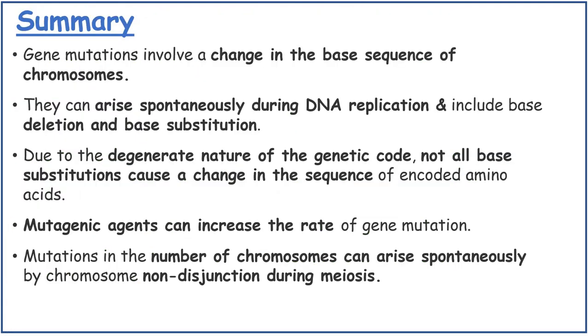A summary: gene mutations involve a change in the base sequence of chromosomes. They can arise spontaneously during DNA replication and include base deletion and base substitution. Due to the degenerate nature of the genetic code, not all base substitutions cause a change in the sequence of encoded amino acids. Mutagenic agents can increase the rate of gene mutation. Mutations in the number of chromosomes can arise spontaneously by chromosome non-disjunction during meiosis.